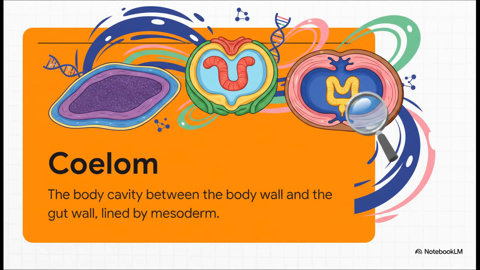Another fascinating structural leap is the coelom. The coelom is simply the mesoderm-lined body cavity sitting between the outer body wall and the inner gut wall. Whether an animal has a true coelom, no coelom at all, or kind of a false pseudocoelom is a major dividing line in figuring out just how biologically complex they are.